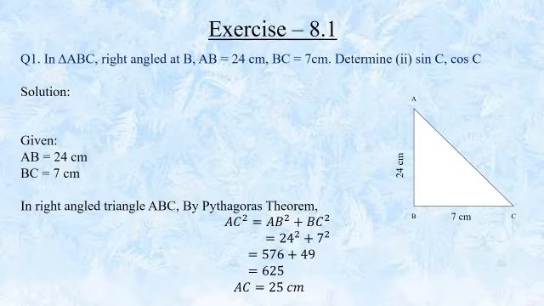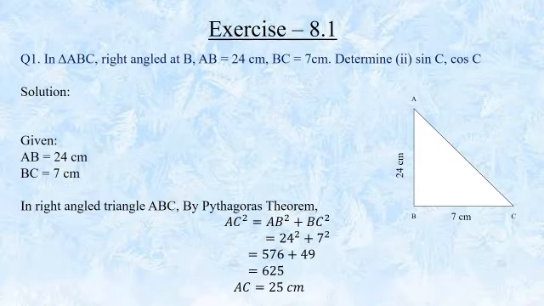Now, let us move on to exercise 8.1. First question, in triangle ABC, right angled at B, AB is 24 centimeter, BC is 7 centimeter. We have to determine sin C and cos C. So, first, given that AB is 24, BC is 7. In order to find sin and cos, we need the value of the hypotenuse AC. We are going to find that side by using Pythagoras theorem.